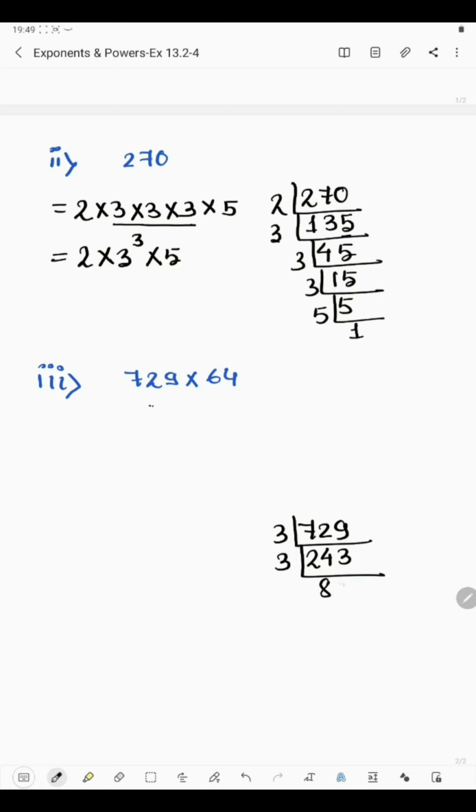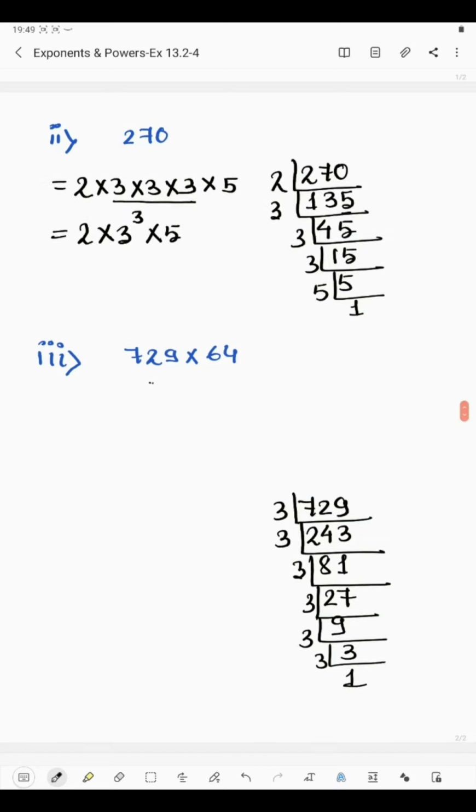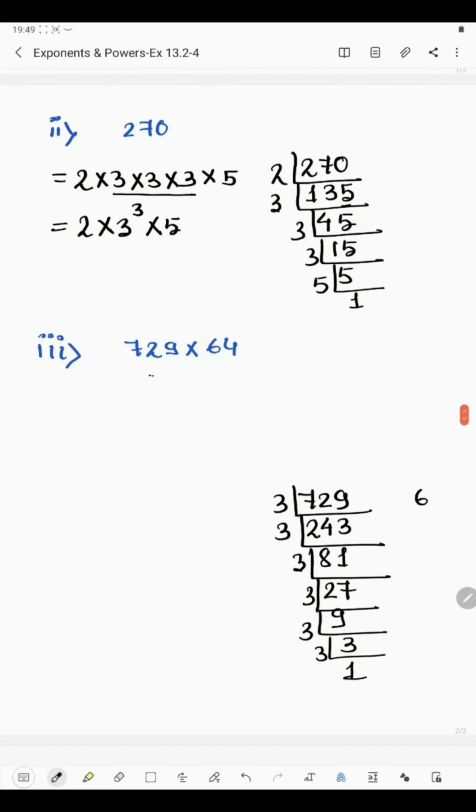So 3 8s are 24, 3 1s are 3. Now 8 plus 1 is 9 again, so it will be divisible by 3, 3 2s are 6, 3 7s are 21. Okay. Now 3 9s are 27, then 3 3s are 9 and 3 1s are 3. Now we will find the prime factors of 64.